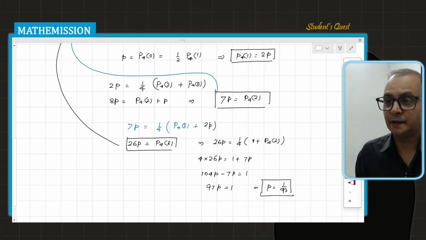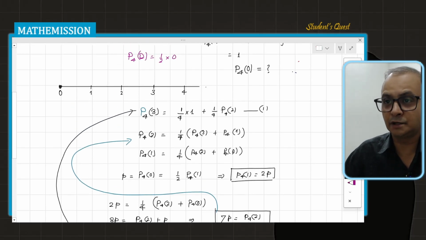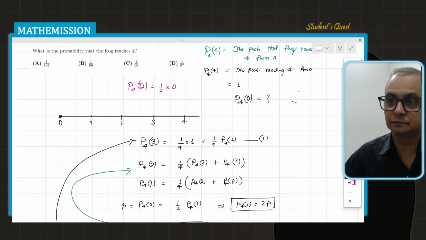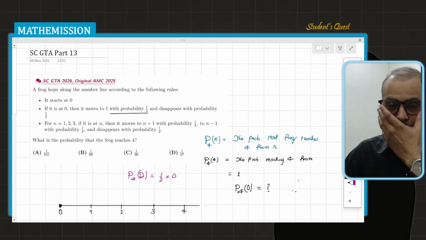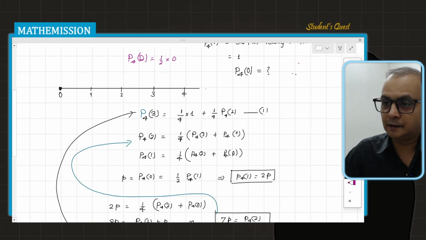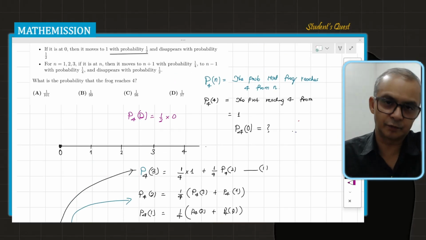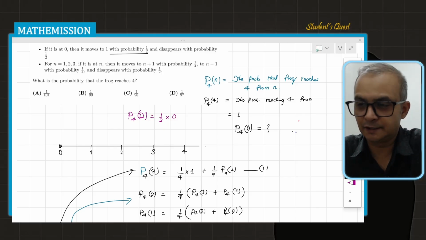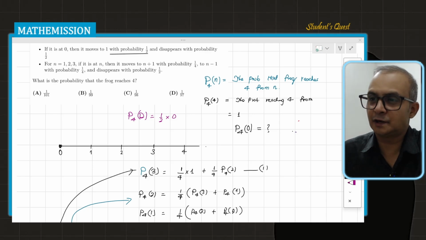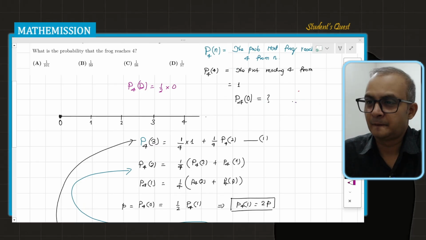Now once we get the P, from whatever position the frog is hopping, to reach position number 4, we can find that probability. So in this way we can do this problem of the frog hopping. By the way, it is also called the gambler's ruin problem. But I don't want to scare you with this kind of names and all these things. We simply use our intuition of how the iteration works and try to solve it.